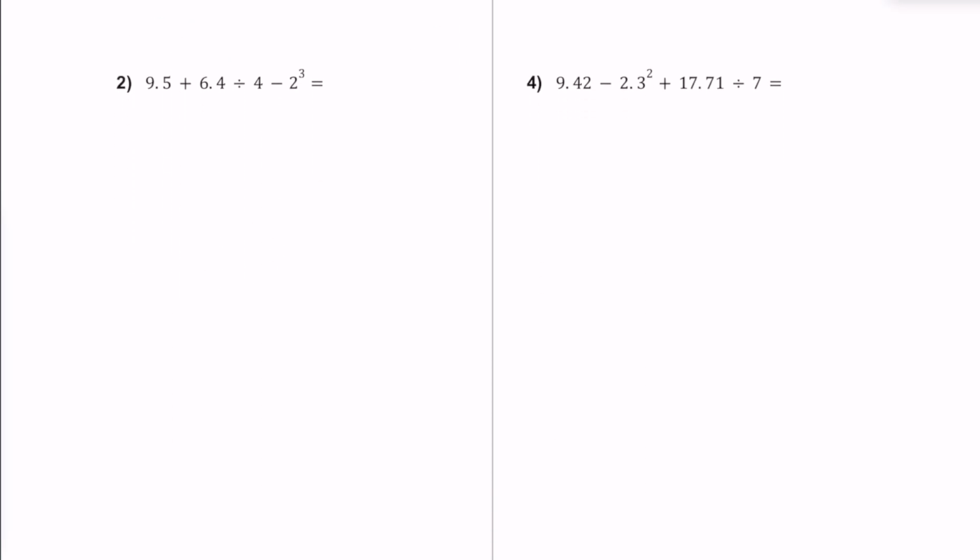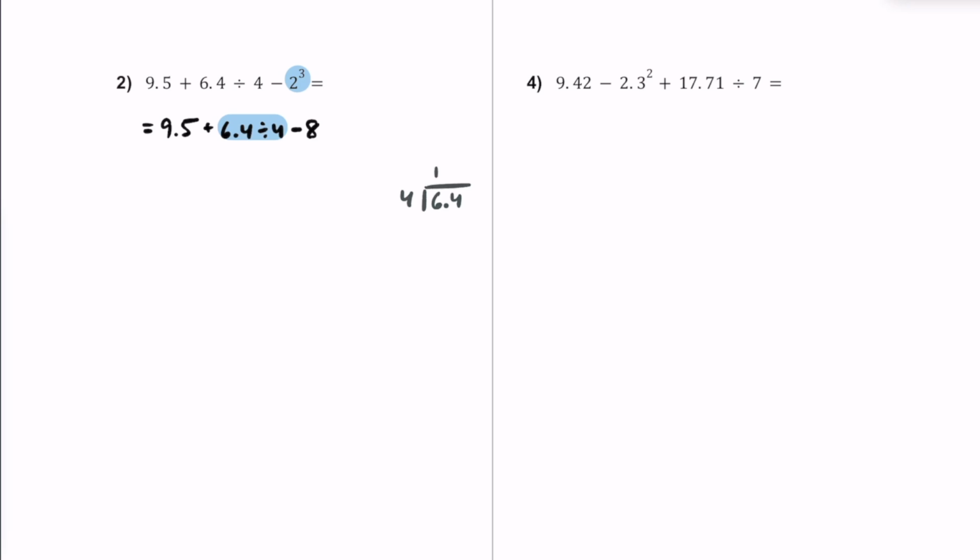For number 2, out of all these operations here, I think we're going to start with the power. So 2 to the third power, that's 2 times 2 times 2, that's going to be 8. So this is 9.5 plus 6.4 divided by 4, and then minus 8. Okay, so if you need to write that on the side, feel free to do so, but that's 2 times 2 times 2. Between these three operations, division is going to go next. So for this one, maybe I'll write this one out, 6.4 divided by 4.